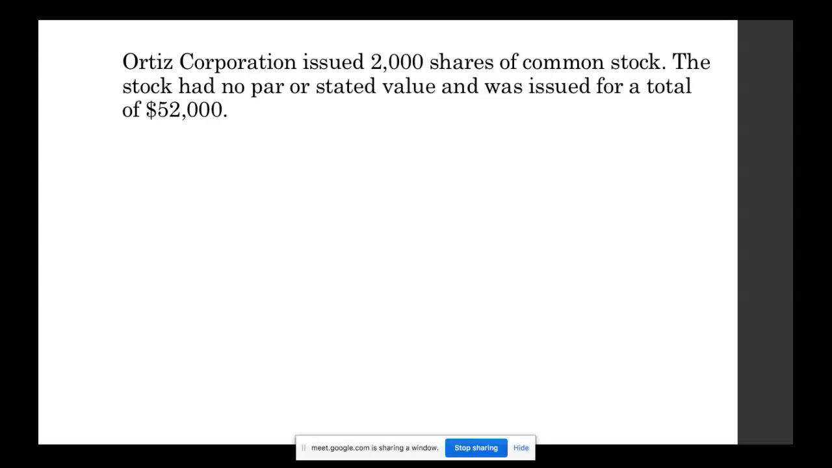So now, Ortiz Corporation issued 2,000 shares of common stock. The stock had no par or stated value and was issued for a total of $52,000. So we'll start off with the accounts again for this entry. What are we getting as Ortiz Corporation? Well, once again, we are getting cash. Our cash is increasing, and so we need to debit our cash.